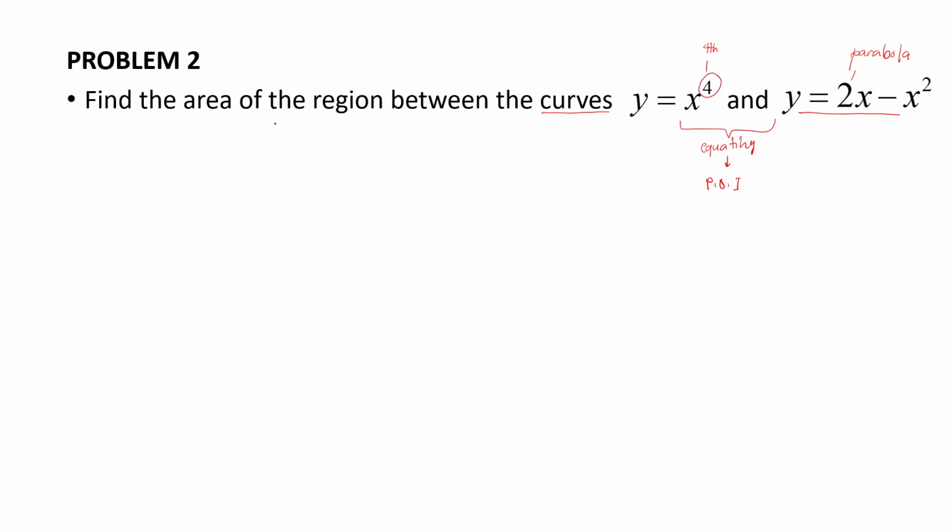So let's start with y equals x to the power 4, and the other one is y equals 2x minus x squared. So you now have x to the power 4 equals 2x minus x squared. Isolating everything on the left side, x to the power 4 plus x squared minus 2x equals 0.